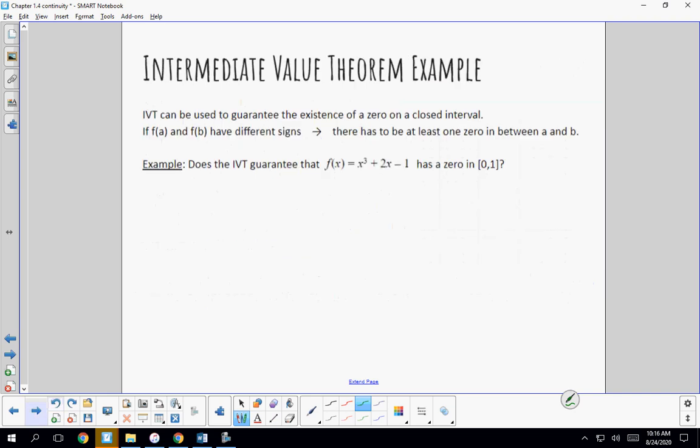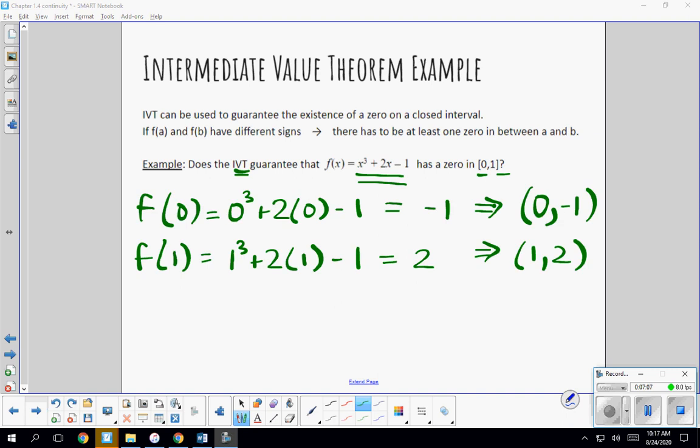So one example, it says, does the intermediate value theorem guarantee that this has a 0? First of all, this is continuous, so the intermediate value theorem must apply. We need to find both of our endpoints, so we're going to plug them in. When we find our corresponding ordered pairs, we see that at 0 we have a y value of -1, and at 1 we have a y value of 2. Because we're going from a negative value to a positive value, yes, we have to hit 0. The intermediate value theorem guarantees it because it's continuous.